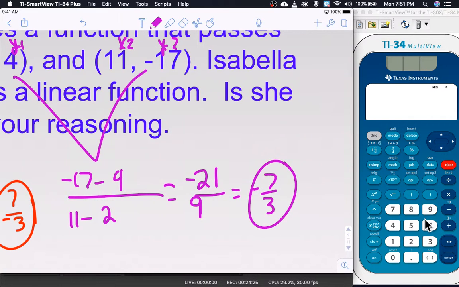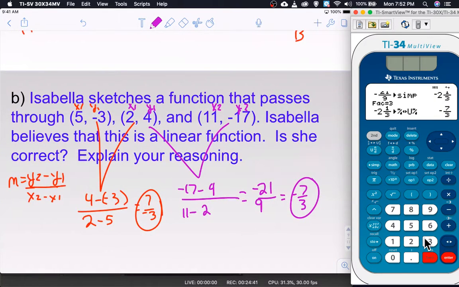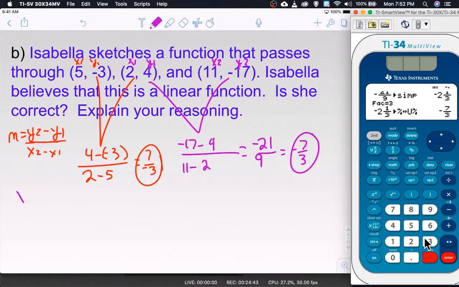Would you look at that? -21 over 9 simplified equals, we're changing an improper fraction, so it's -7/3. So is it a linear function? Yes, linear. Explain your reasoning. They have the same slope, or the slope is the same everywhere, I guess is a better way of saying it. The slope is the same everywhere.